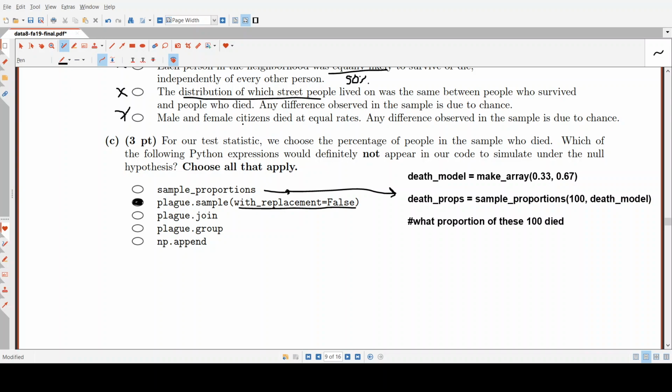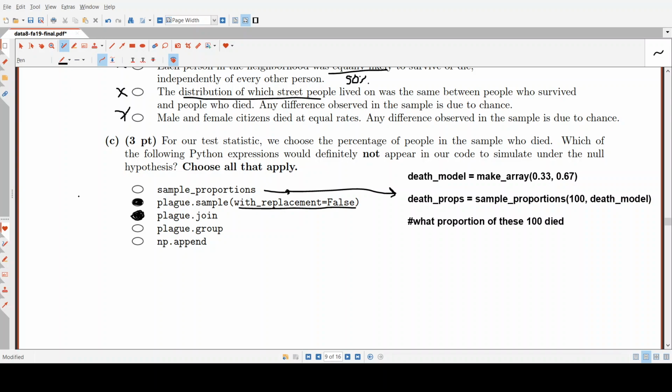Okay. The third option is plague.join. What join does is it can take two tables that have one column in common, and then it'll make a new table that combines the data from both of them. And we would not be able to use that because we only have one table here. So there's really nothing to join it with. And even in past hypothesis tests, we've never really had a use for the join function.